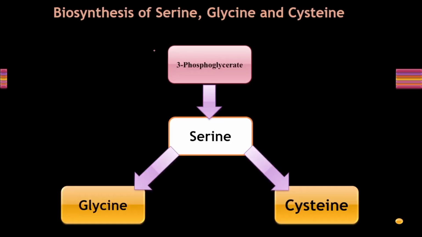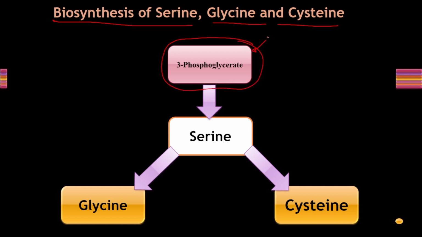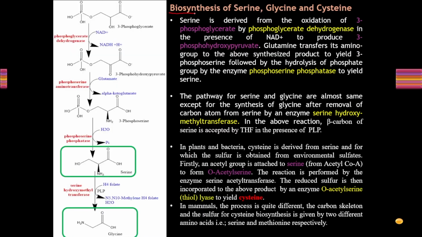Then the second pathway is the biosynthesis of serine, glycine, and cysteine. 3-phosphoglycerate is synthesized during glycolysis, and that gives you serine, and serine is a precursor for two amino acids, glycine and cysteine, right? So how are we going to have the biosynthesis of serine, glycine, and cysteine?